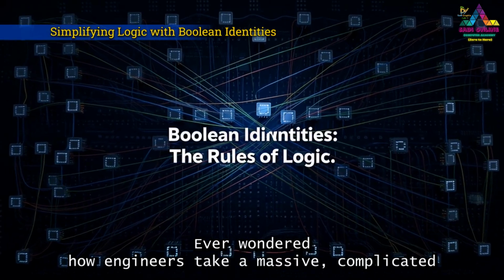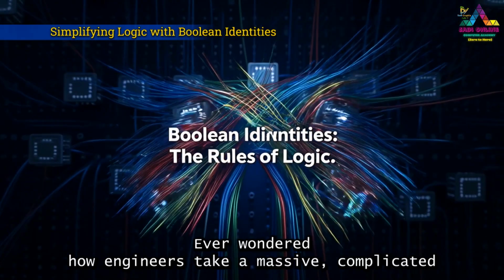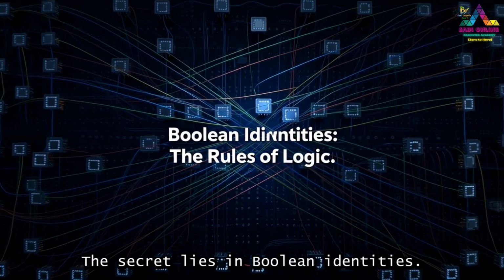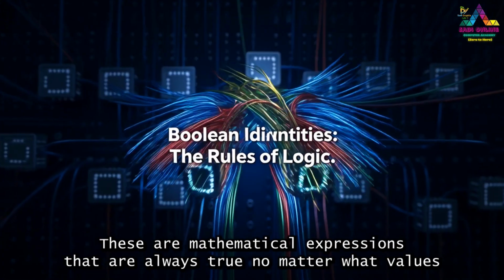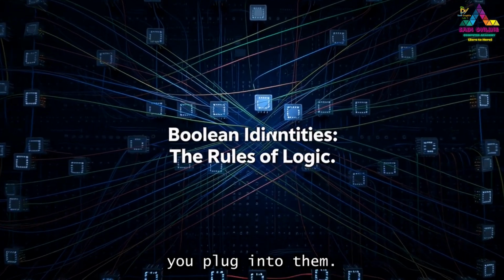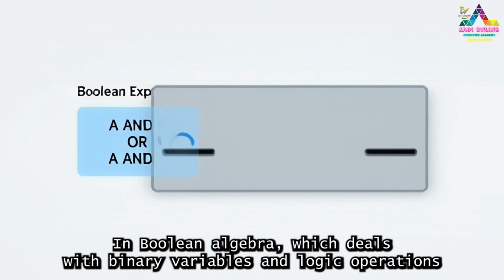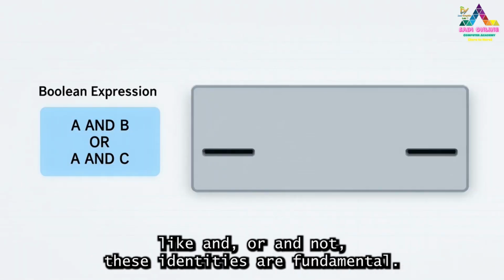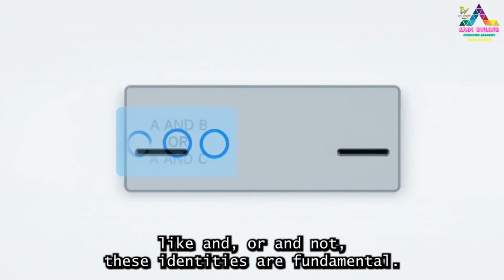Ever wondered how engineers take a massive, complicated computer circuit and make it run faster and more efficiently? The secret lies in Boolean identities. These are mathematical expressions that are always true, no matter what values you plug into them. In Boolean algebra, which deals with binary variables and logic operations like AND, OR, and NOT, these identities are fundamental.